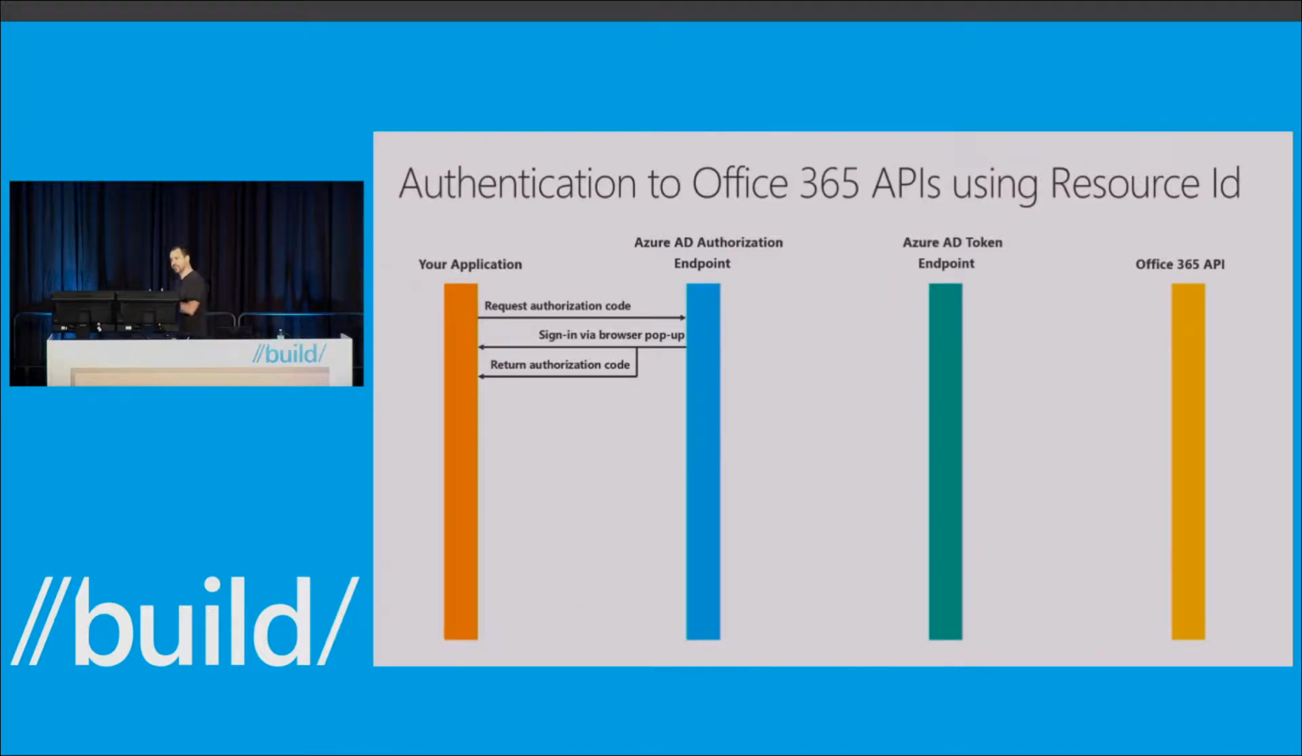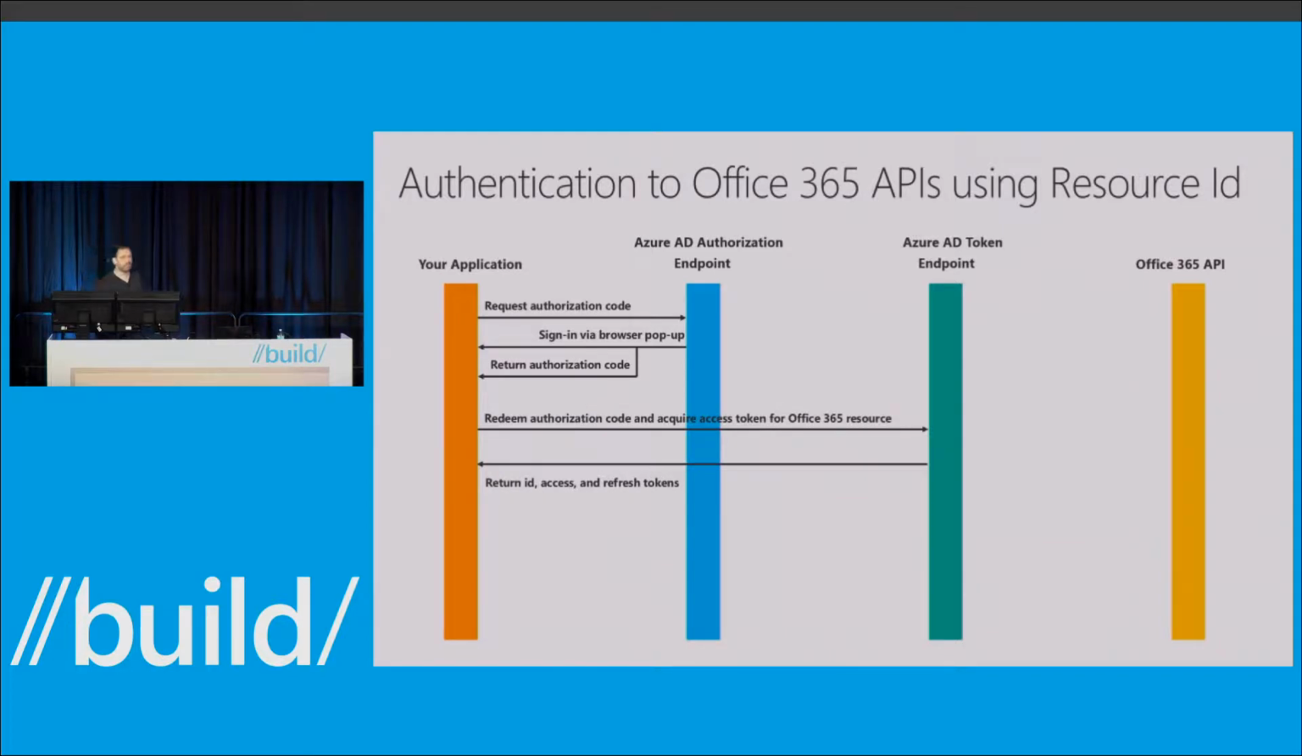If the user says yes, then the authorization endpoint returns what's called an authorization code to your application. And that authorization code signifies that the user has given your app access to that stuff. The application turns around and makes a web service call to the token endpoint. And it sends that authorization code to prove, yep, the user gave me access to this stuff. And the token endpoint's web service returns a bunch of tokens. It returns an ID token, an access token, and a refresh token.